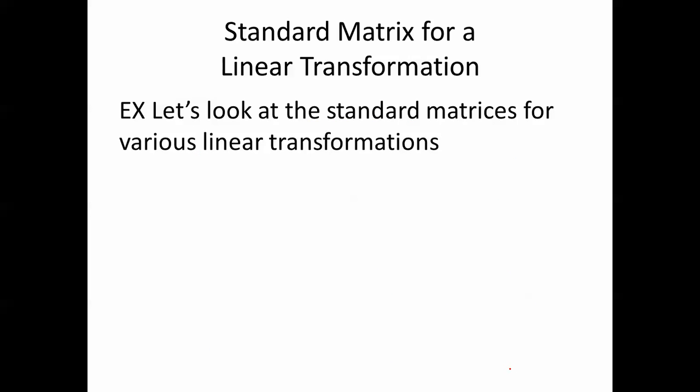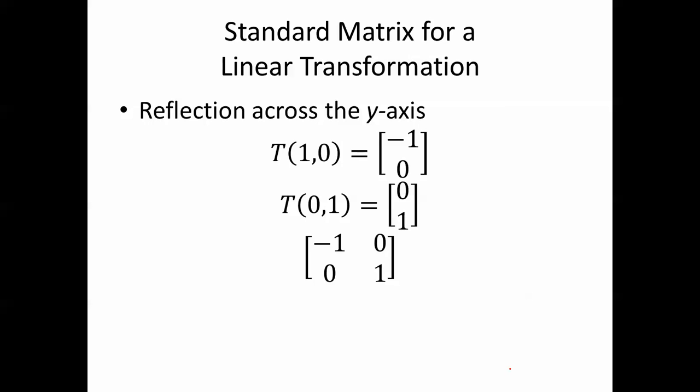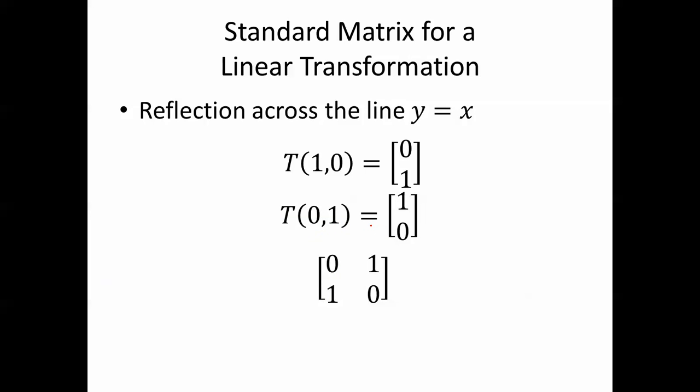Again, let's look at the standard matrices for various linear transformations. How about reflection across the y-axis? T of 1, 0. Reflect across the y-axis, that's going to be negative 1, 0. T of 0, 1 just stays 0, 1. So we end up with negative 1, 0, and 0, 1. That's our matrix. Reflection across the line y equals x: 1, 0 ends up at 0, 1, and 0, 1 ends up at 1, 0. So that's our matrix, 0, 1, 1, 0.